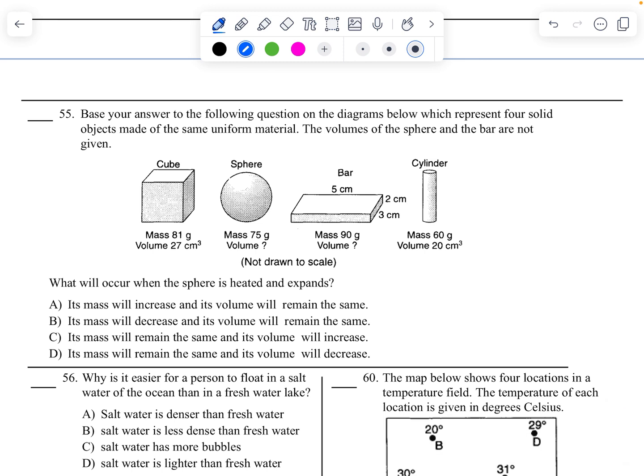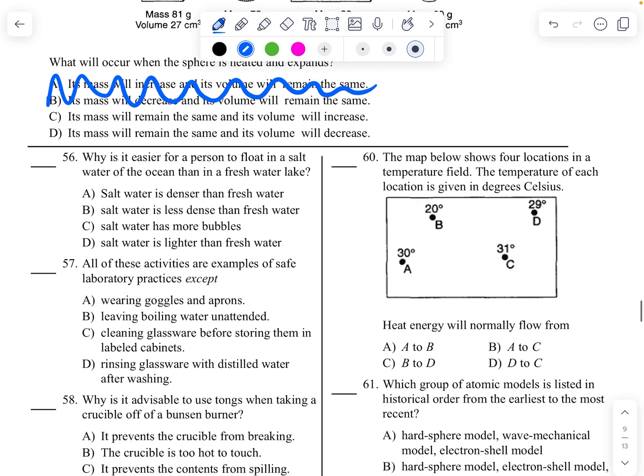Okay, so four solid objects made of the same uniform material. Volumes of the sphere and the bar are not given. What will occur when the sphere is heated and expands? So the mass will not change. However, when you heat things, their volume should increase because particles are moving faster. So it should be choice C.